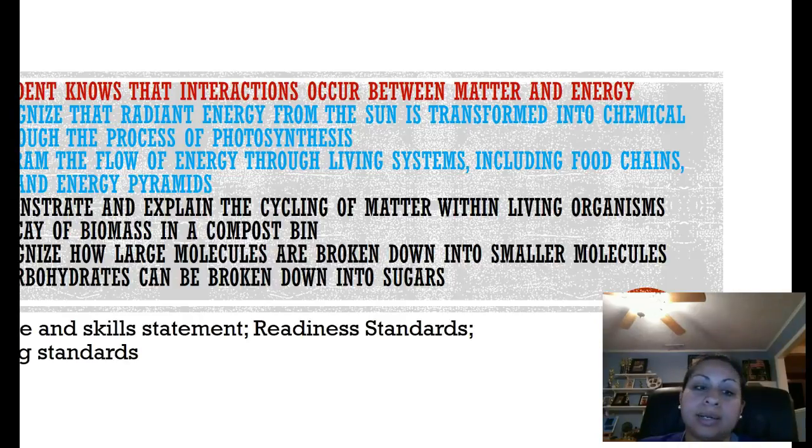And last but not least is our supporting standard, which is 7.5b and 7.6c. It states, demonstrate and explain the cycling of matter within living organisms, such as decay of biomass in a compost bin. And then C says, recognize how large molecules are broken down into smaller molecules, such as carbohydrates can be broken down into sugars. So this is what we need to know at least by the end of the year. These are some of the TEKs that we have to have met.